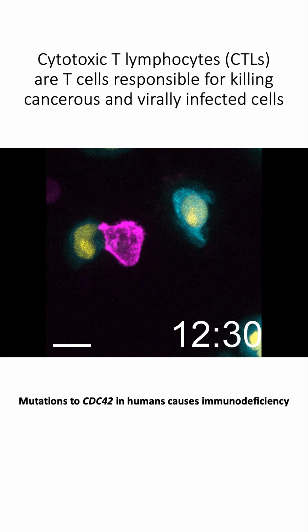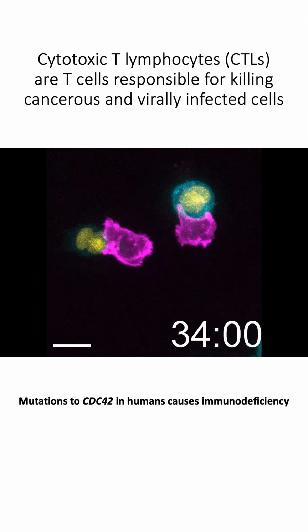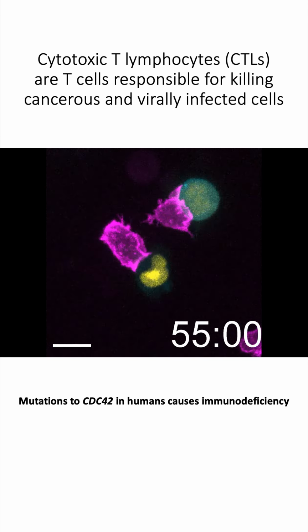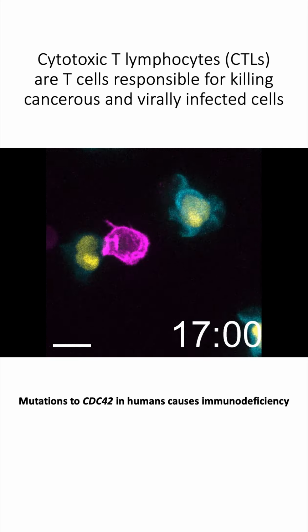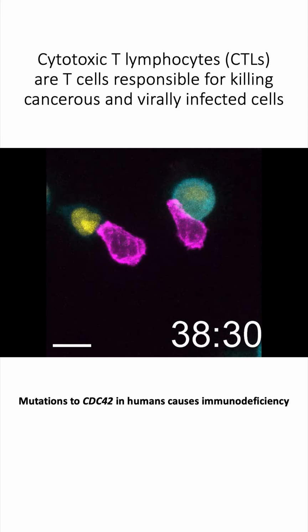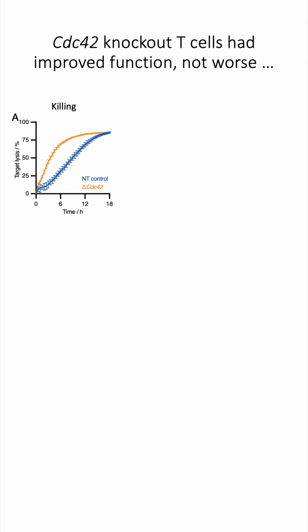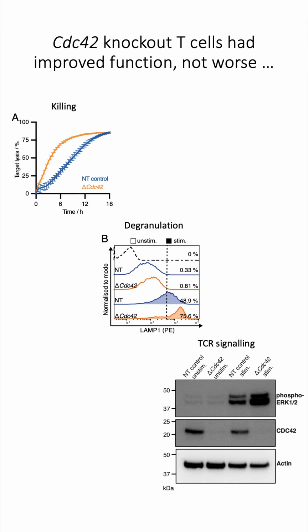We suspected that Cdc42 was doing something important in T cells because when the gene for it is mutated in humans, it causes immunodeficiency. So when we knocked out Cdc42 in T cells using CRISPR-Cas9, we were surprised to find that the T cells actually had improved function, not worse function, across killing, degranulation, and T cell receptor signaling.